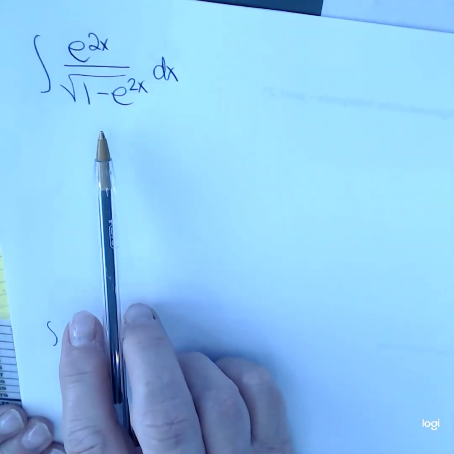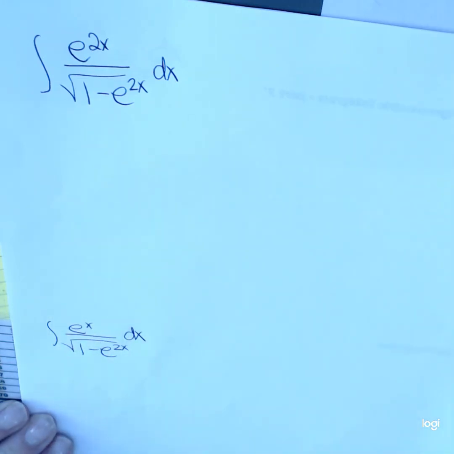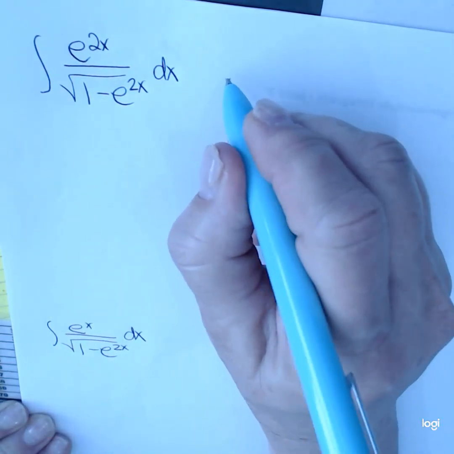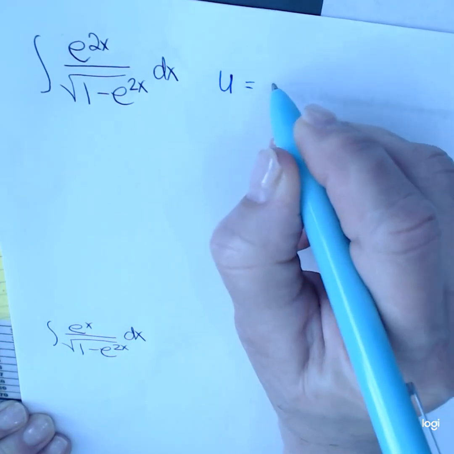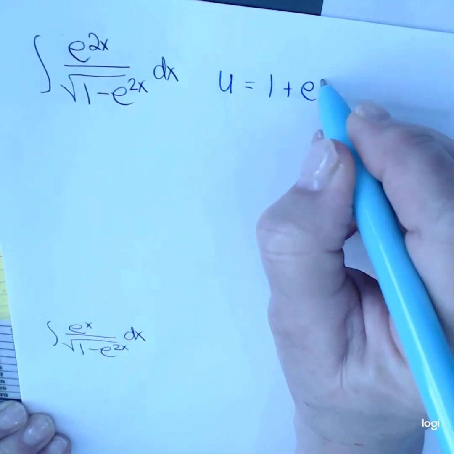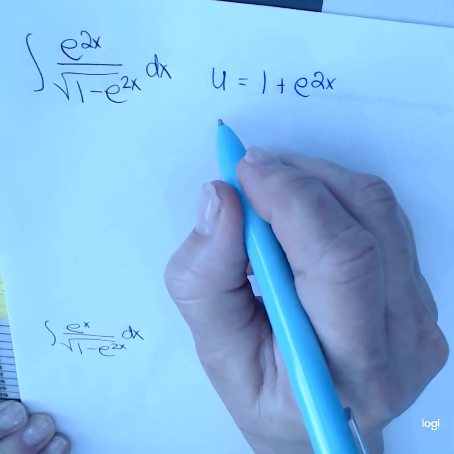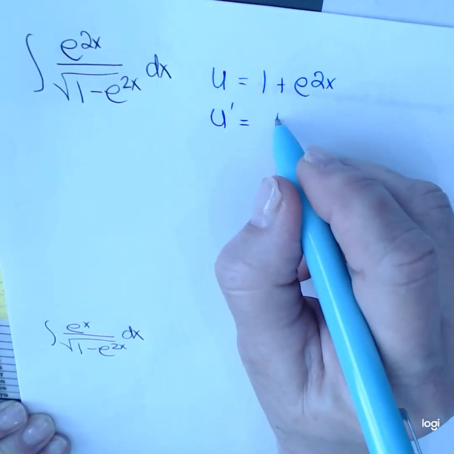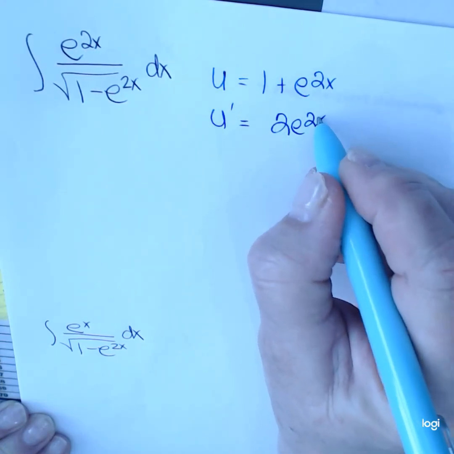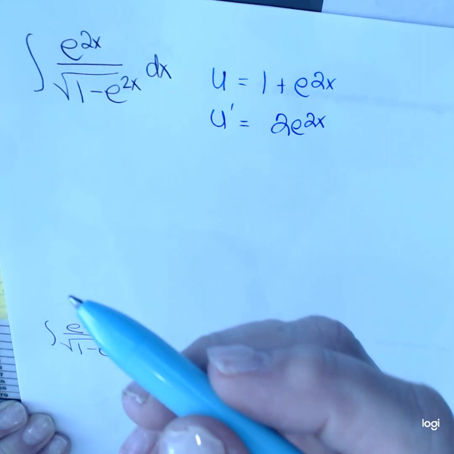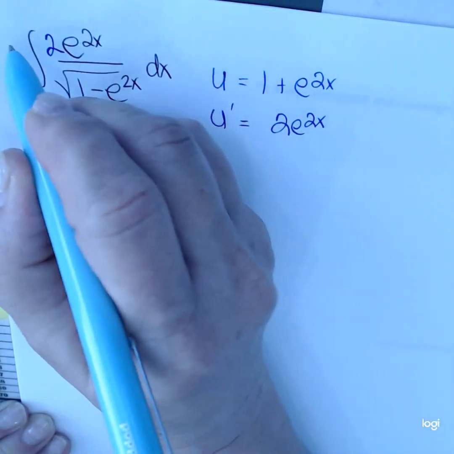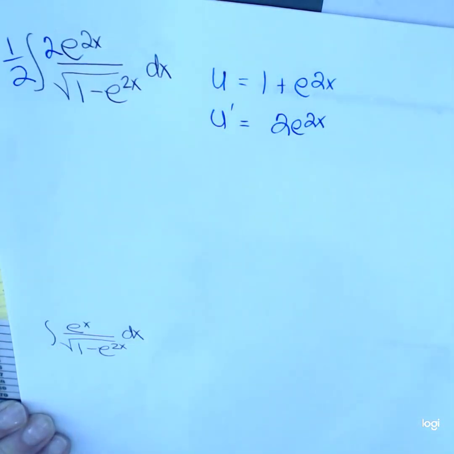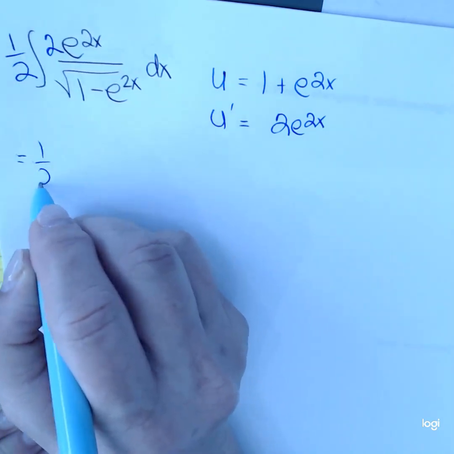U substitution, that actually looks pretty good. What would we let u be equal to? Well, u would be equal to 1 plus e to the 2x, which means the u prime that would go with that would be 2e to the 2x. So if I look at what I have here, I need a 2, no problem. I will multiply on the outside by the 1/2. Remember, anything on the outside will carry down.